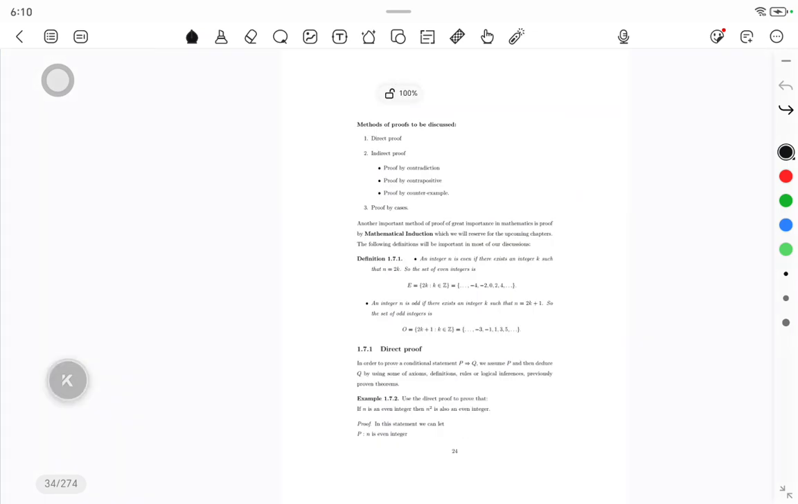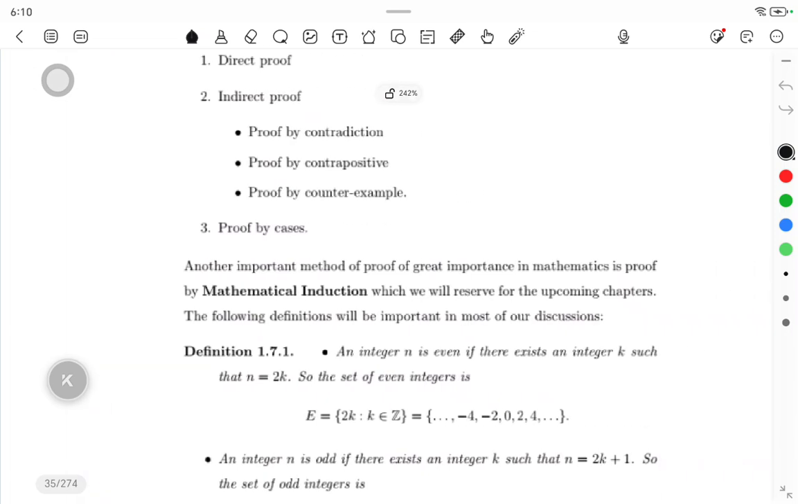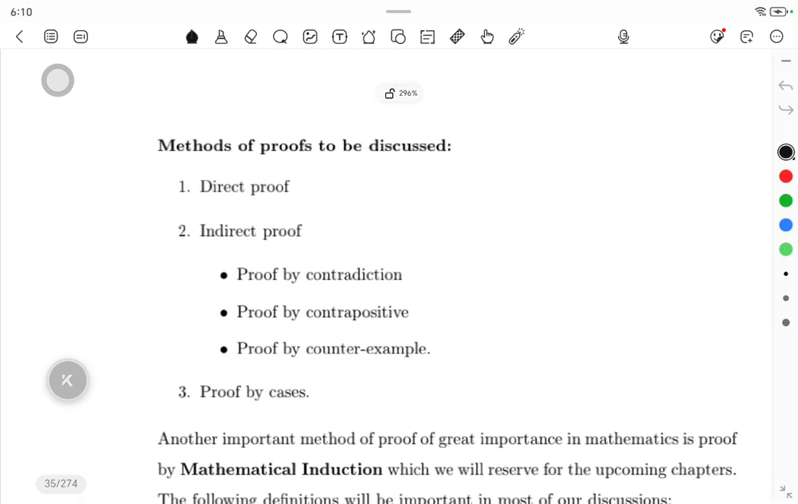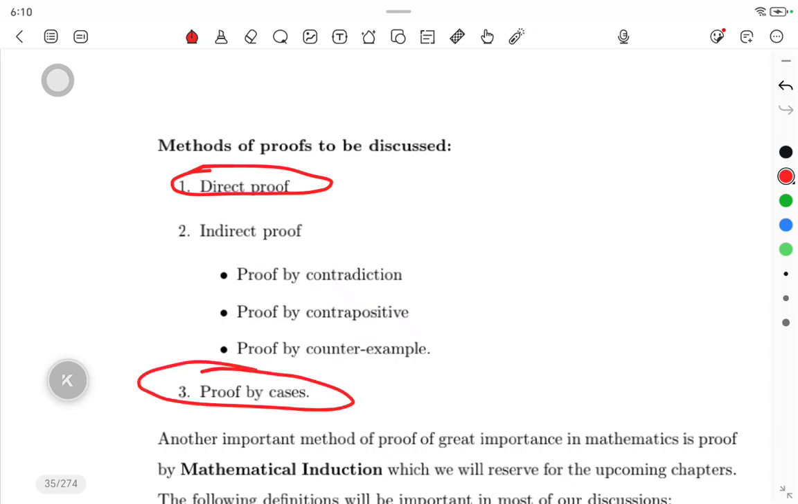So methods of proofs are divided into three. We have what we call first direct proof, we have indirect proof, and we have proof by cases. These two are approached the same way. The only difference is that this one includes more than one case. You see that this one includes one case, and this one includes more than one case. So you must keep in mind that these two are always approached the same way.